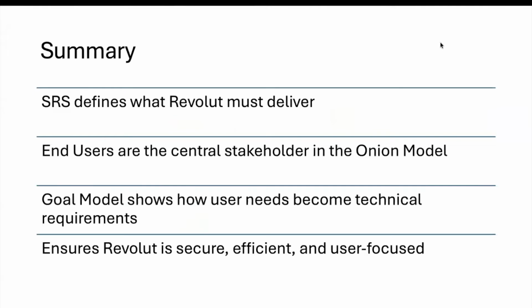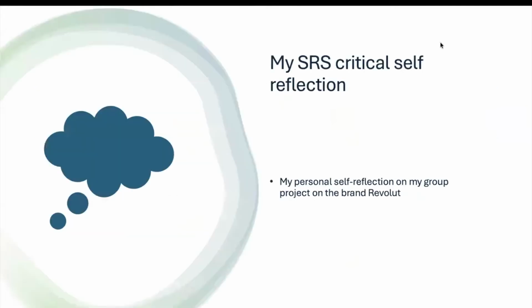To summarize, the SRS defines what Revolut must deliver. The onion model shows end users are at the core of the system, as Revolut's goal is to be app focused. The goal model shows how their needs translate into technical requirements. Together, they ensure Revolut remains secure, efficient, and user focused.